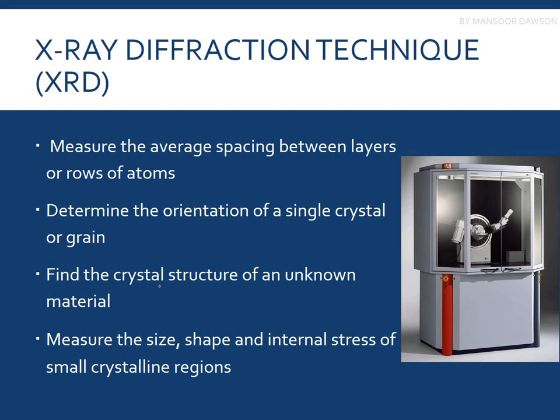It determines the orientation, that is the direction and the planes. It finds the crystal structure of an unknown material. If the material is unknown, we don't know what compounds we have in our sample. So we'll get some planes and some directions, and we'll compare them with the standard. So we'll identify that certain material or compound we have in our sample, and it measures the size, shape, and internal stress of small crystalline regions.